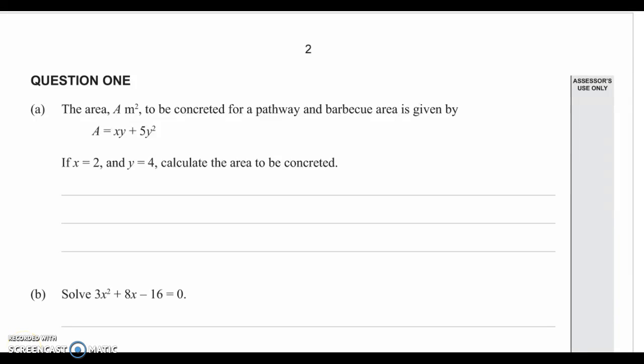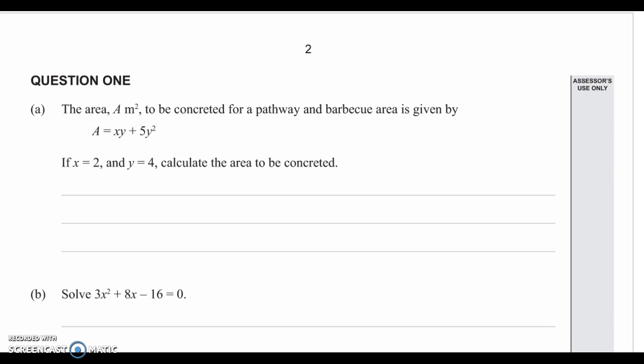This is from the 2017 MCAT paper, question 1A. The area A meters squared to be concreted for a pathway and barbecue area is given by the formula A equals xy plus 5y squared. If x is 2 and y is 4, calculate the area concreted.